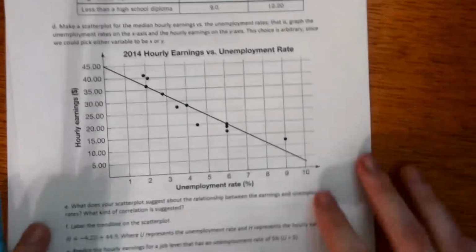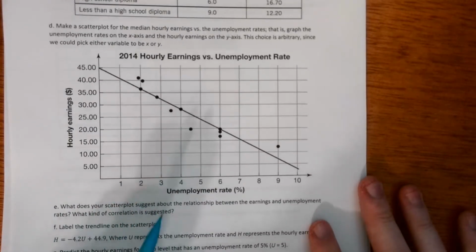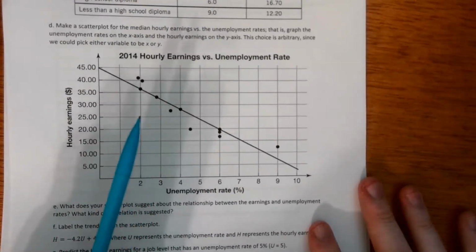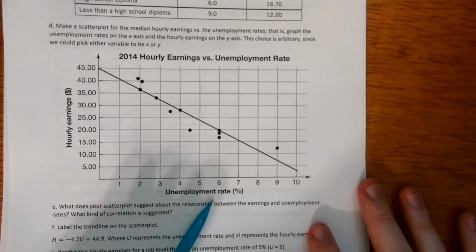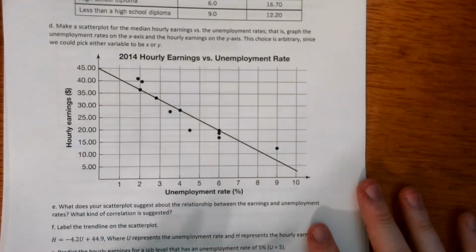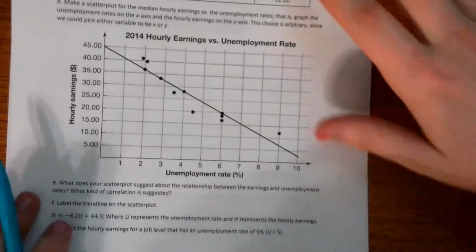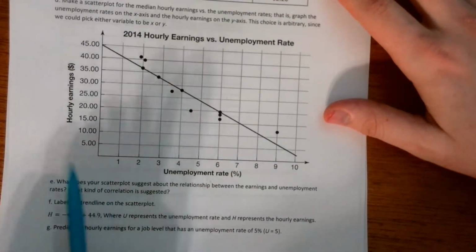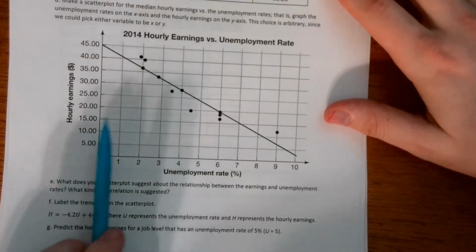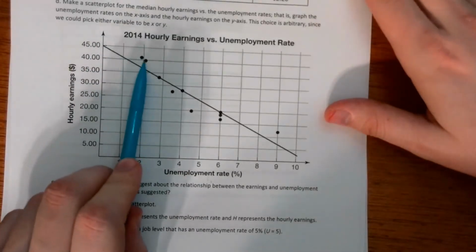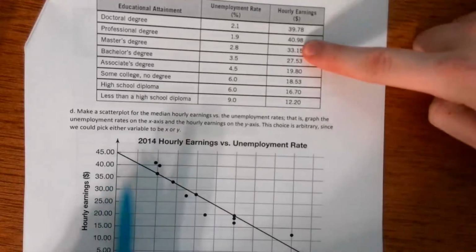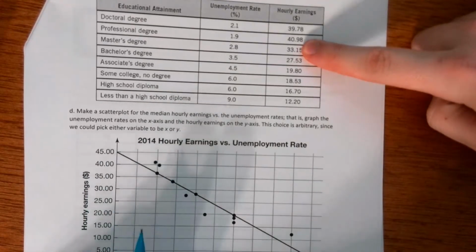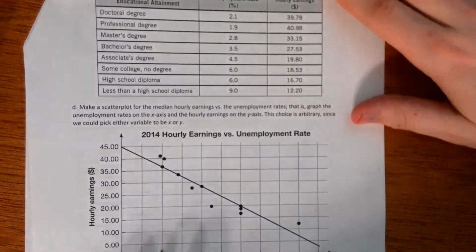Right, so I just graphed it for you to save some more time on the video, and also just to keep this constant. So the x value is always the unemployment rate for everyone, and the hourly earnings is always the y. Well, if we graph this, what do we see? This person right up here, the highest earning, is definitely going to be the professional degree, right? It's almost $41, and their unemployment rate is just under 2%.